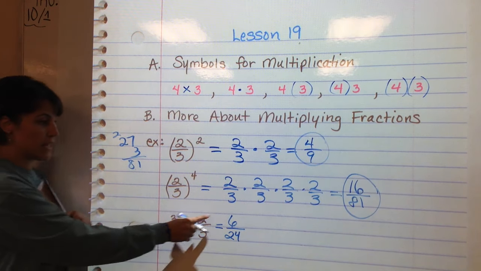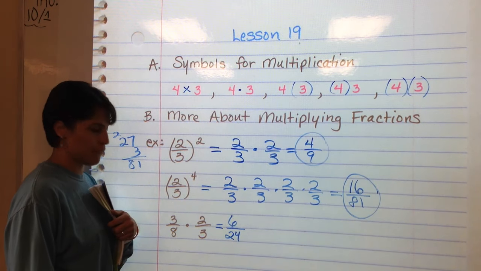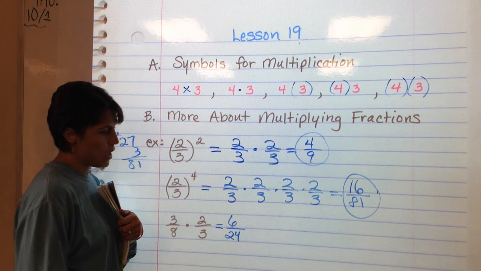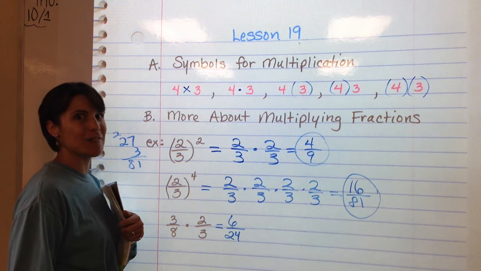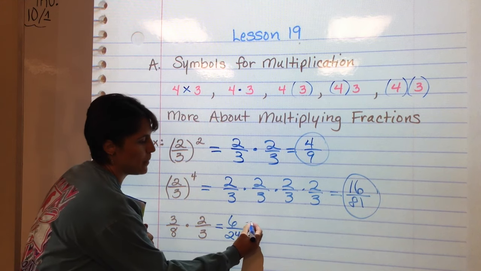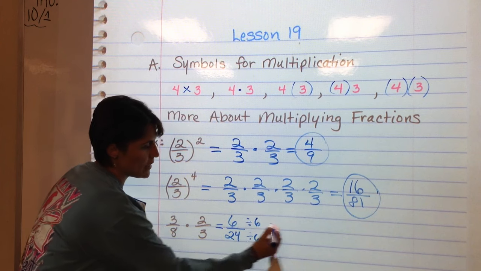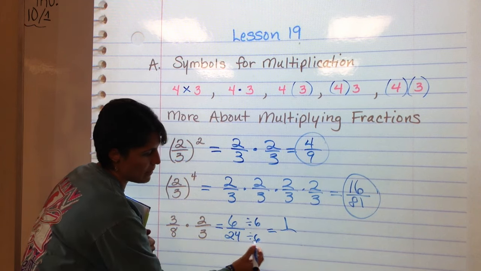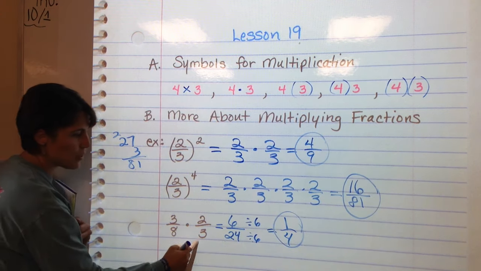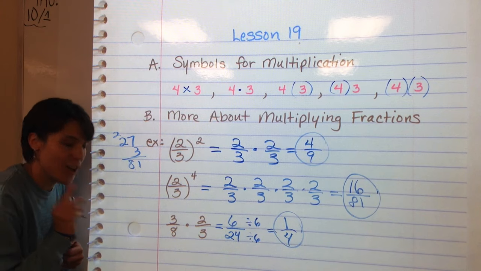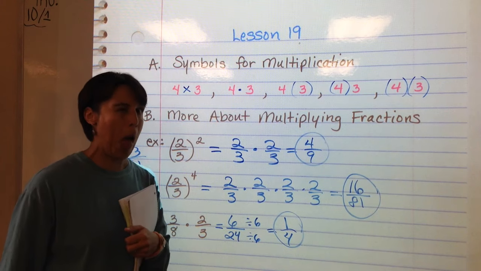Okay, now in this case, 6/24, do they have something in common? They're both even. They're both divisible by 2. 3, I think 3 goes into both of those, yes. Hey, but if 2 and 3 go in, so does 6. And so hopefully you'll find the biggest factor they have in common, so you only have to do this once. All right, anyway, 6 divided by 6 is 1, and 24 divided by 6 is 4. Oh, final answer, 1/4. 3/8 times 2/3 is 1/4. Or we could say 3/8 of 2/3 is 1/4.